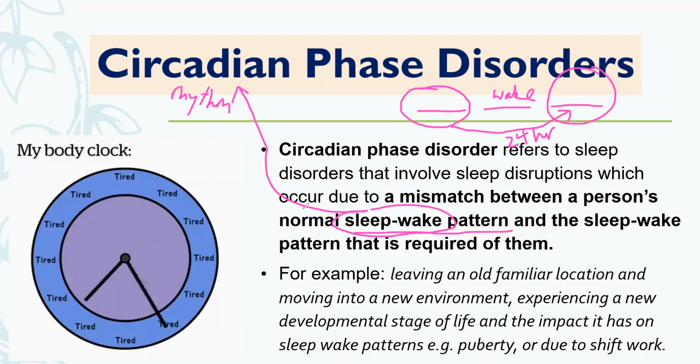And a lot of people who do things like shift work, people who travel a lot and experience a lot of jet lag, actually experience these circadian phase disorders. Okay, so that's what a circadian phase disorder is. It's an example of a sleep disorder that occurs because of an interruption or a disruption to the normal sleep-wake cycle. And there's a mismatch between the person's normal sleep-wake pattern that they have and the sleep-wake cycle pattern that is normal, typical, or required of them. Okay, so that's basically what these circadian phase disorders mean.